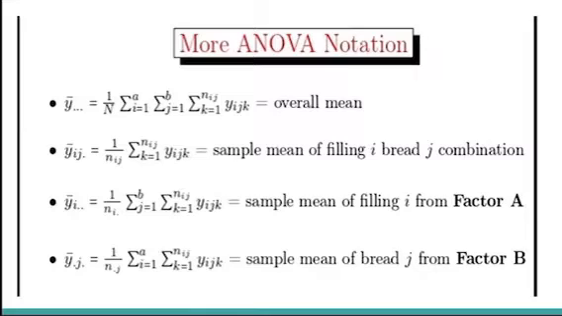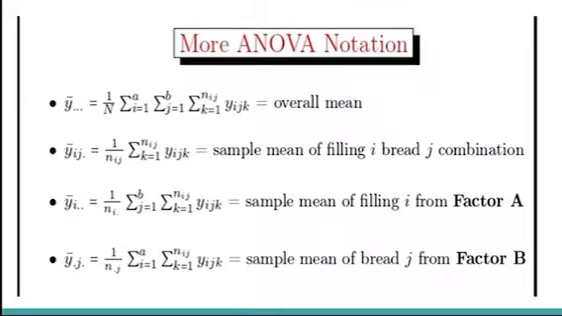With that, you get your overall mean. Then the y bar ij dot. Y bar ij dot would be the sample mean of filling I, bread J combination. What about y bar i dot dot? That would be the sample mean of filling I. You're going to have means from types of sandwiches, and we're also going to have means from types of bread. Play along with the notation y bar i dot dot. That is the sub mean within factor A.